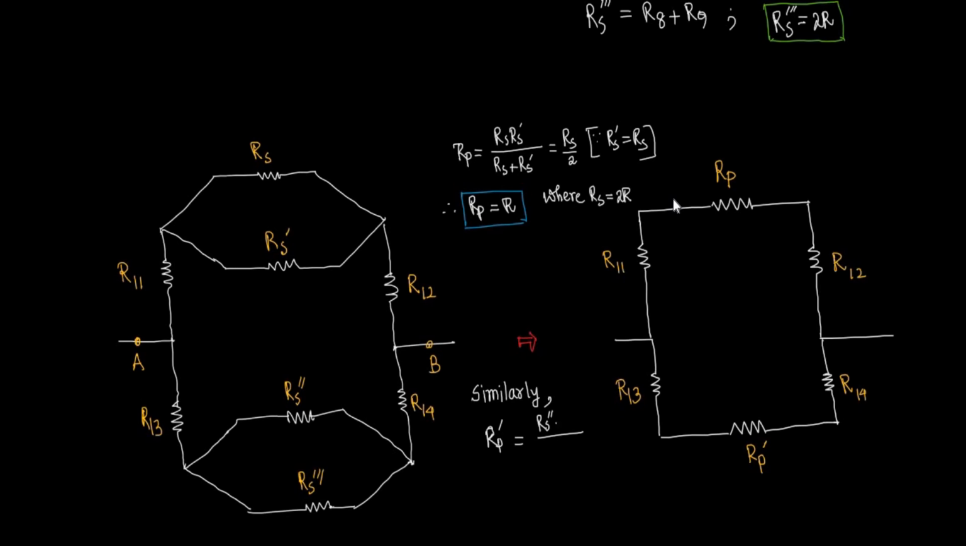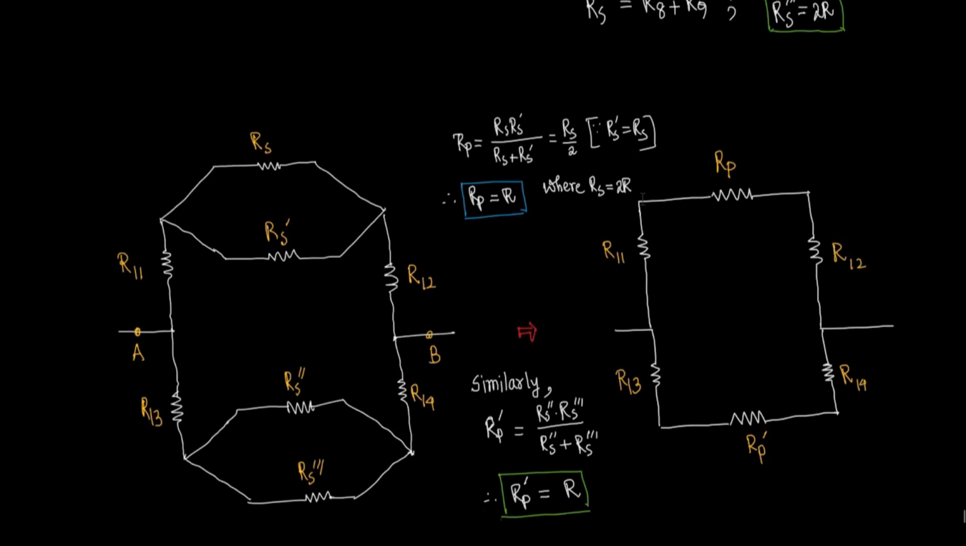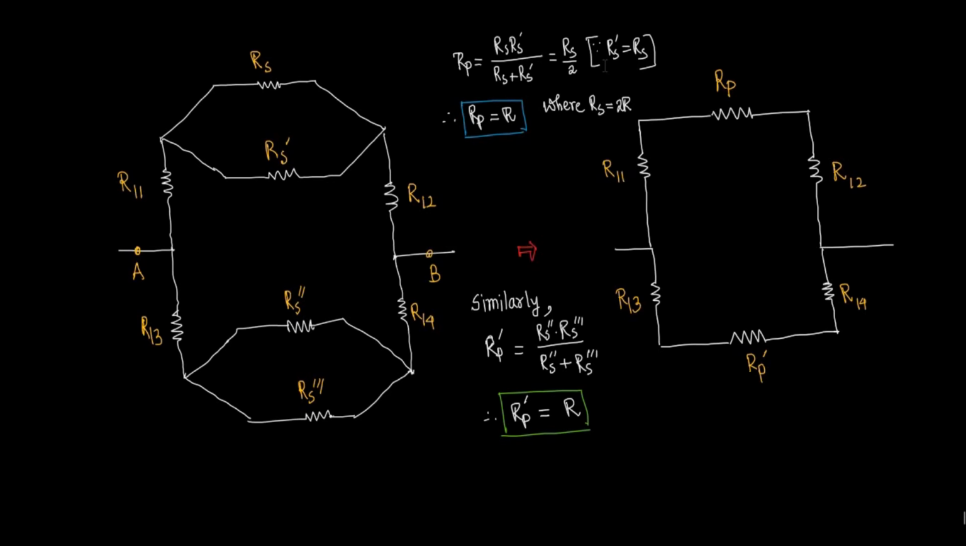Similarly, Rp prime is equal to Rs double prime into Rs triple prime divided by Rs double prime plus Rs triple prime. Therefore, Rp prime will again be equal to capital R.